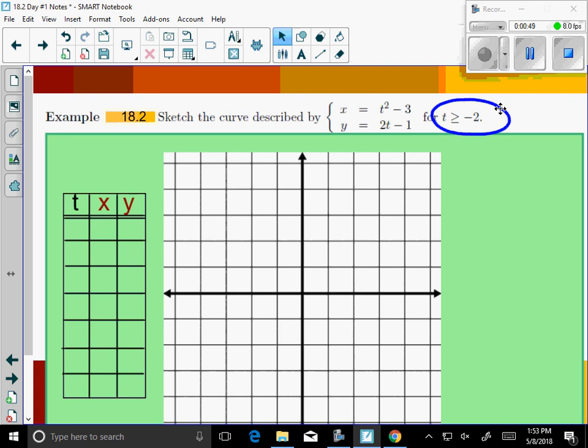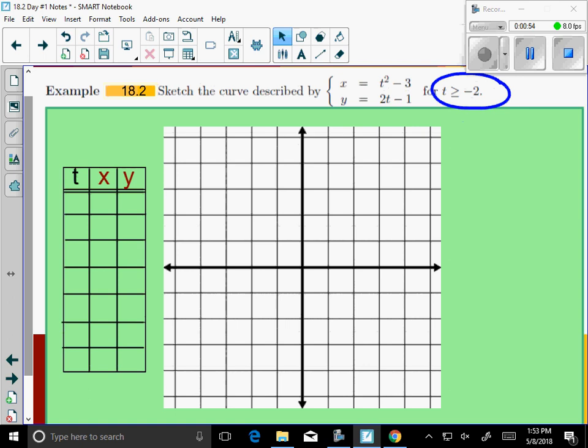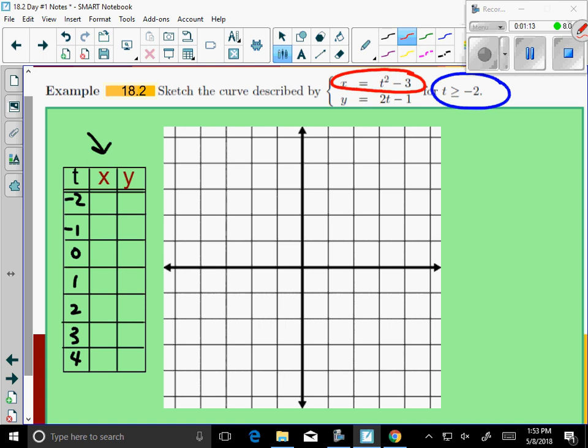Okay, so what I'd do right away if I were you is I would create this taxi table right over here. I call it the taxi table. And I just start plugging in values for t. And I typically go in integer steps. Keep it simple that way. And then what I do is I plug those values into x for t. So if I plug in a -2, I square it, I get 4. I subtract 3, I get 1.